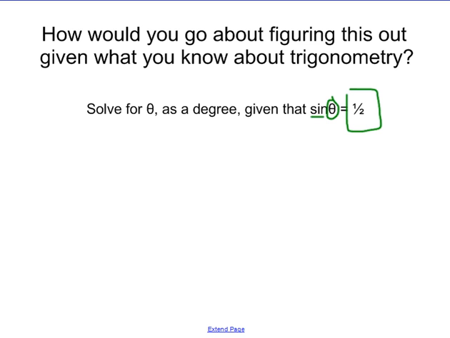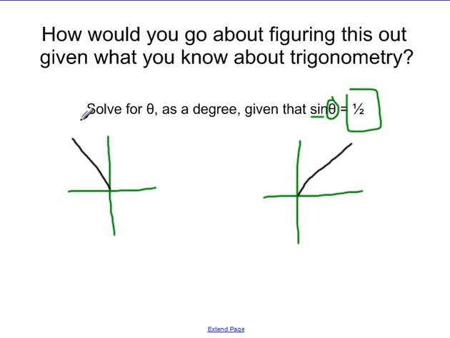Now what we want to do is we want to see if we can find theta given that. So here's how it goes. We know that sine is positive in 2 quadrants and negative in 2 quadrants. We got to find those angle measures. So 1/2 is a positive value, so I know that sine will be positive in quadrant 1 because everything's positive in quadrant 1. I also know it's positive in quadrant 2 because it's all students, so sine is positive here.